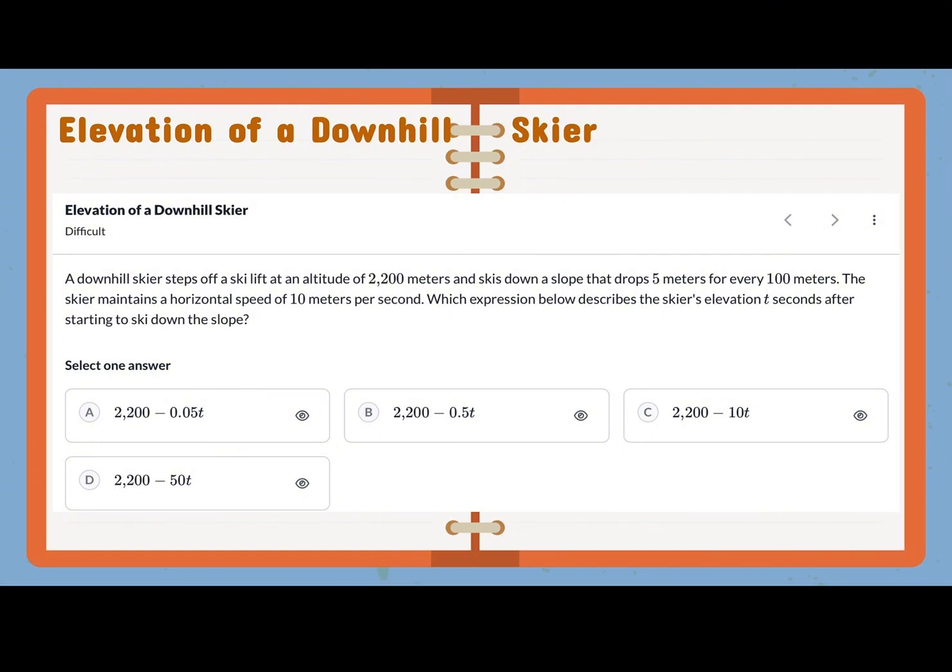Okay, moving on to elevation of a downhill skier. A downhill skier steps off a ski lift at an altitude of 2,200 meters, and he skis down a slope that drops 5 meters for every 100 meters. The skier maintains a horizontal speed of 10 meters per second. Which expression below describes the skier's elevation t seconds after starting to ski down the slope?